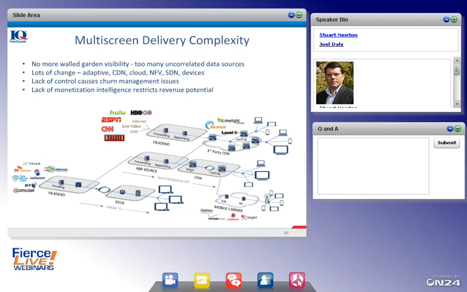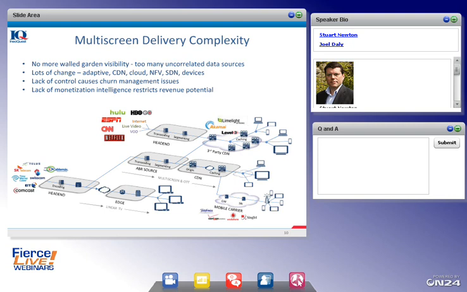You'll see lots of acquisitions and mergers going on in the industry today because people are trying to regain that control. They know that to deliver reliable multi-screen services that people will pay for, they need to be able to control these networks and see how well the multi-screen video is being delivered across the entire infrastructure.